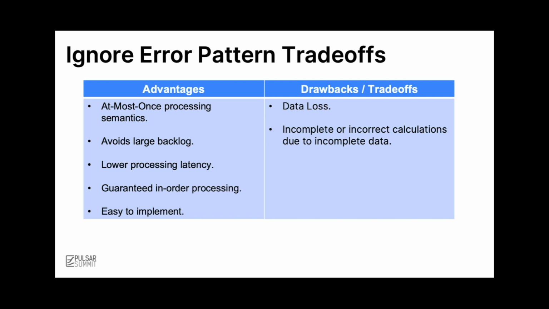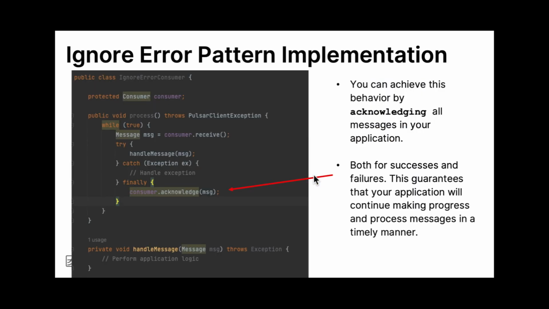But again, this is implementing the at most once processing semantics. I'm going to send it, you process it, maybe you don't, there's data loss, who cares, but there'll never be duplicates. You don't get the backlog that you have with the stop on error. Guaranteed lower processing latency, you're consuming as fast as you can. You will process them in order, just not all of them. So again, you might process an incomplete data set, but they will not be out of order. And again, it's fairly easy to implement. And as I mentioned, data loss and an incomplete data set can occur. So if you're doing calculations on that, bear that in mind. These are some of the trade-offs that you have.